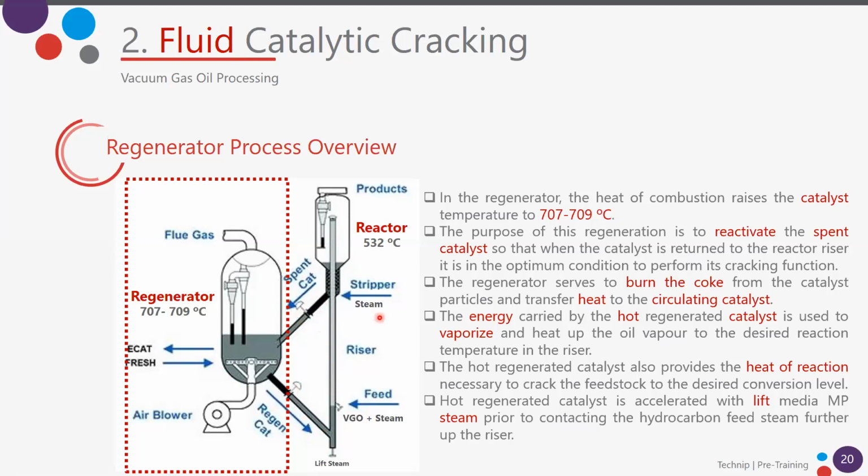We will have three types of steam. We will see it. We have this steam that is used for stripping the catalyst, to remove some of the hydrocarbons that could be adsorbed on the catalyst. We have the atomization steam that is injected with the feed in the special nozzles. And we have here the lift steam, okay?